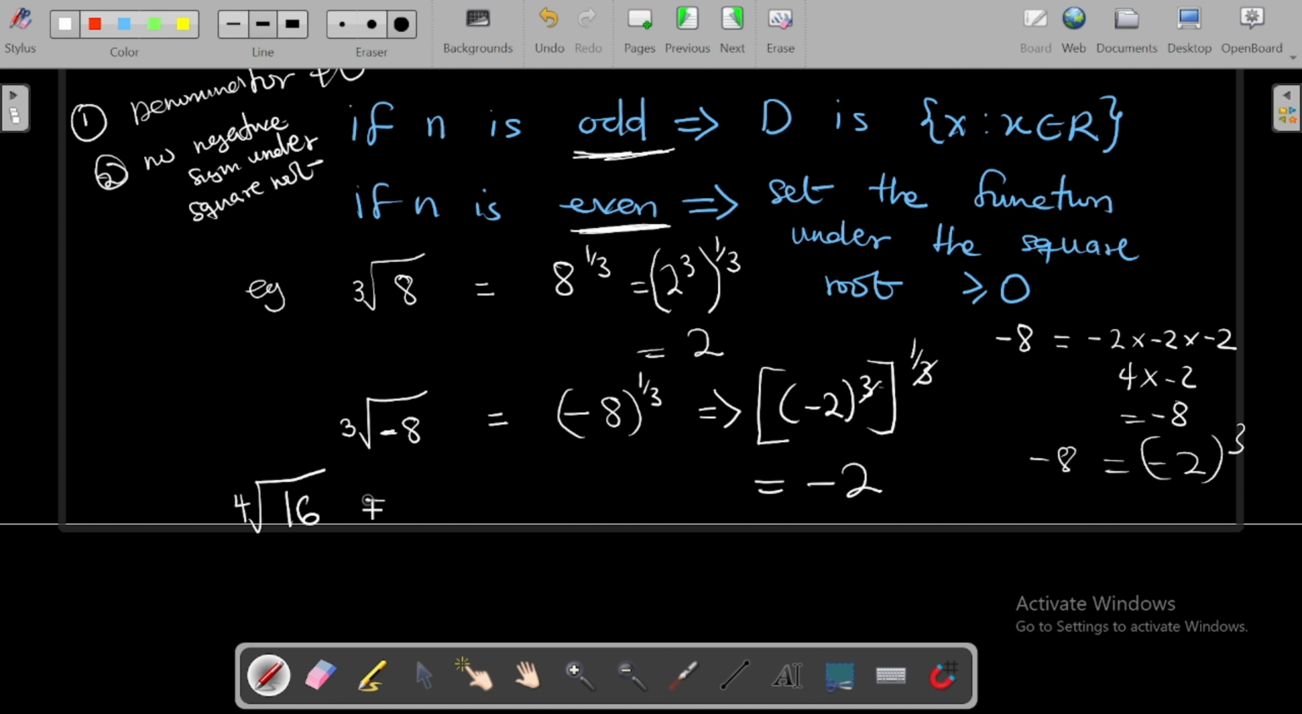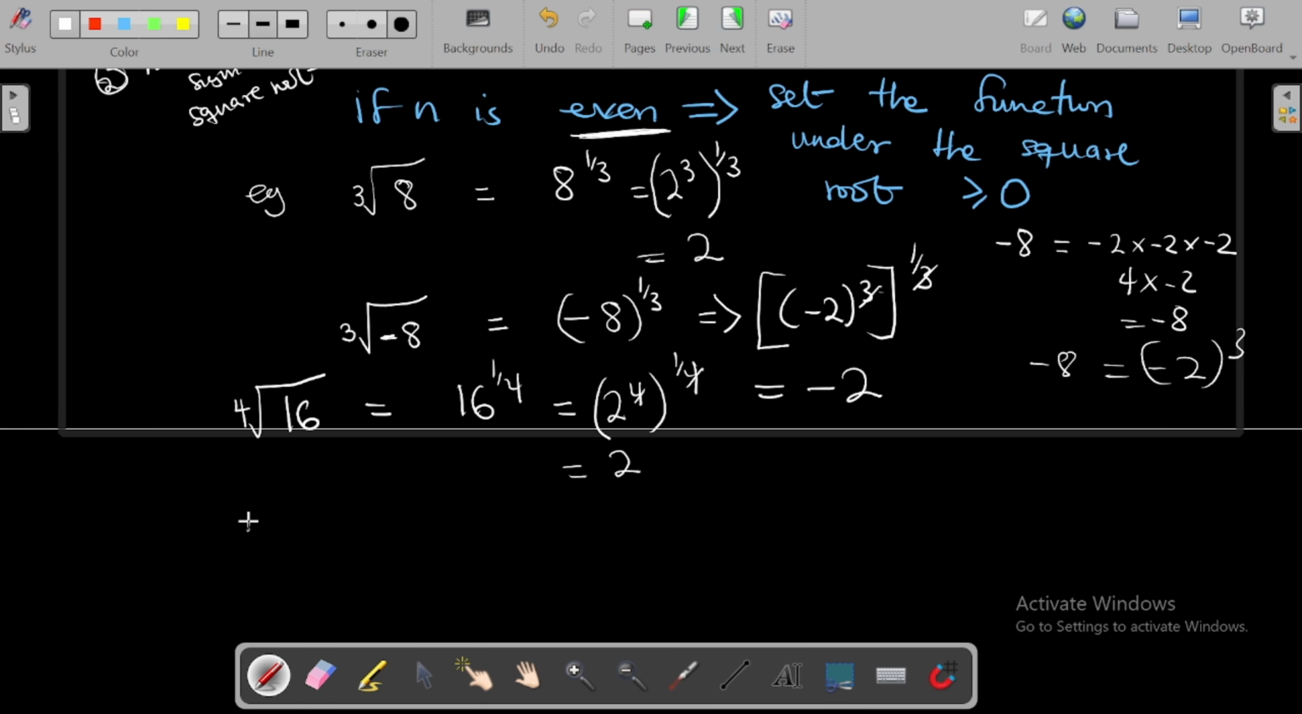For example, say we have the fourth root of 16. If you have the fourth root of 16, you know that the 4 is what? Even. So we have an even index, or an even exponent. Now when we take the fourth root of 16, it can be expressed as 16 to the power 1 over 4, which can give us 2 to the power 4, because 2 to the power 4 will give us 16. Okay, now to the power 1 over 4. This can result in the function being 2.